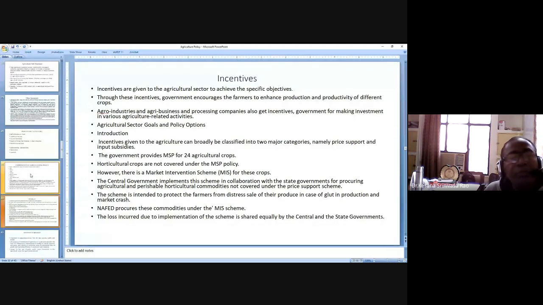So in that way, the agriculture business, whichever crops can be useful for agri business, agriculture industries, and processing companies, they are all in a position to get such incentives. They can be broadly classified into two major categories, namely price support and input subsidies, which we have already discussed in the previous slides. Next.